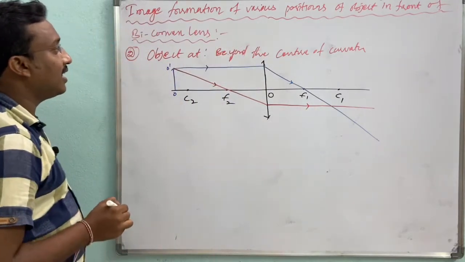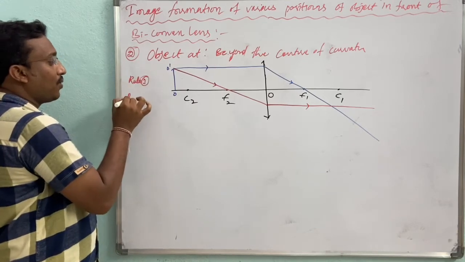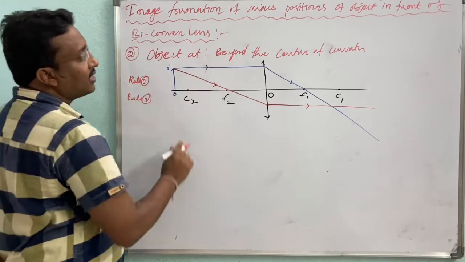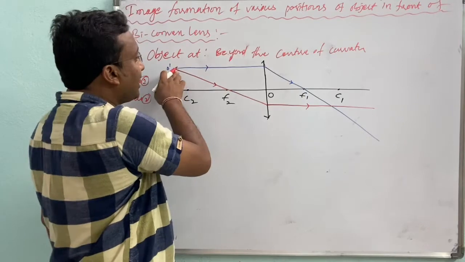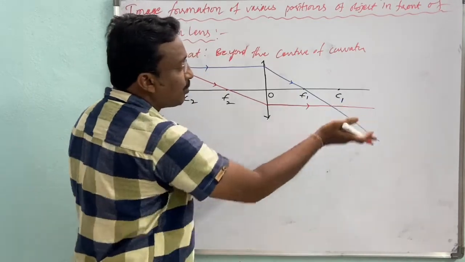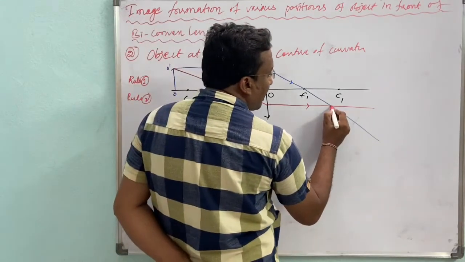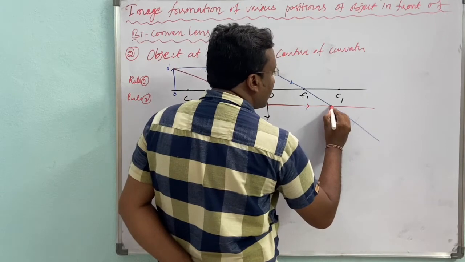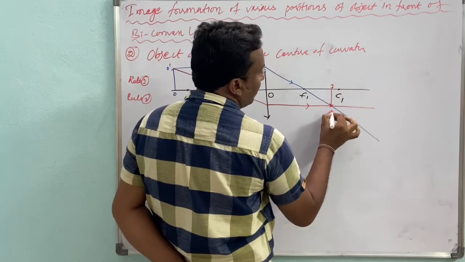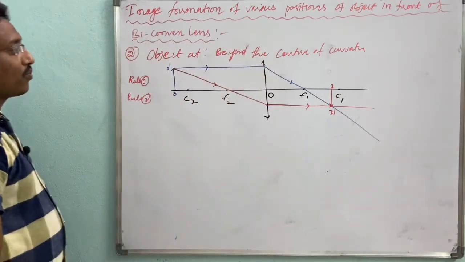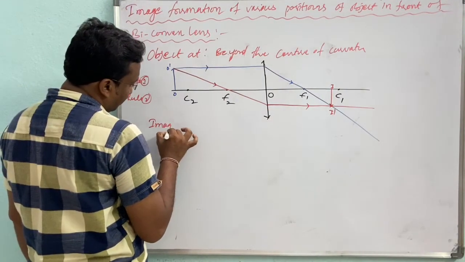Here which rules did I use? Rule 1 and rule 2. Rule 1: if the incident ray is parallel to the principal axis, after refraction it passes through the focus. Rule 2: if the incident ray passes through the focus, after refraction it passes parallel to the principal axis. Got it? Then from the point of intersection of these two refracted rays, draw the normal towards the principal axis. There the image is formed. This is called the image. Image characteristics.